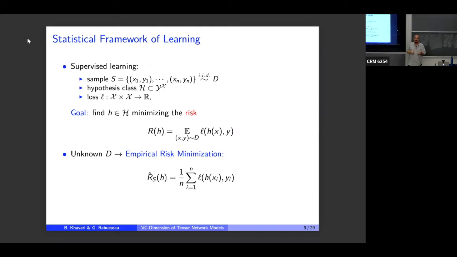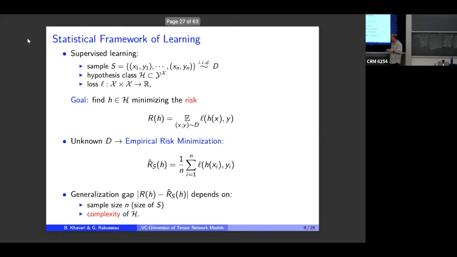Okay? And so we want this empirical risk to be a good proxy to the true risk of our hypothesis. Basically, we want the empirical risk to be close to the true risk. This is what we call the generalization gap. Because we are minimizing the empirical risk, if we are guaranteed that this is close to the true risk, then we will have a hypothesis that generalizes well to new examples that are drawn from this distribution.